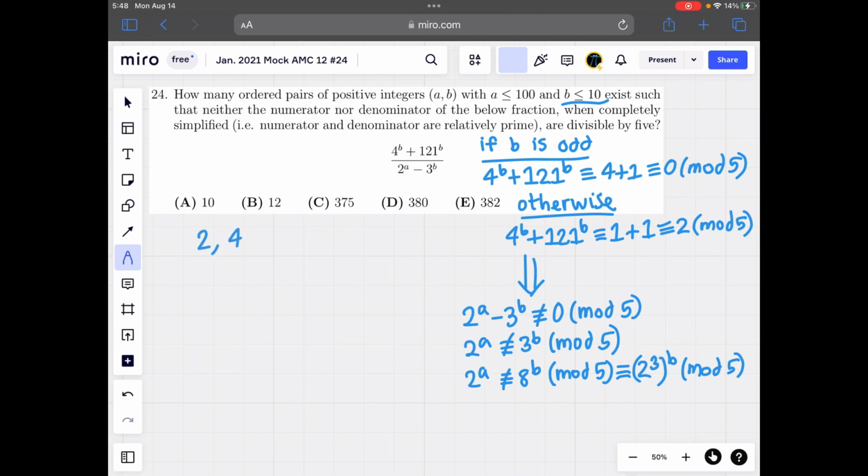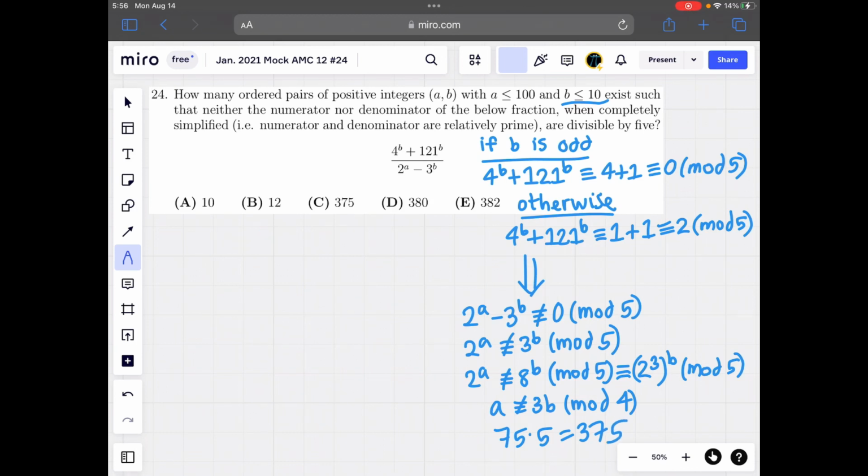You can have 2, 4, then 8 is congruent to 3, and then 16 is congruent to 1, and it repeats again. So it cycles in groups of 4, and thus we only require that a is not congruent to 3b mod 4, if b is even. So 1/4 of the time, with a less than or equal to 100, a is not going to work. The other 3/4 of the time, it is. So that's 75 for each even number b.